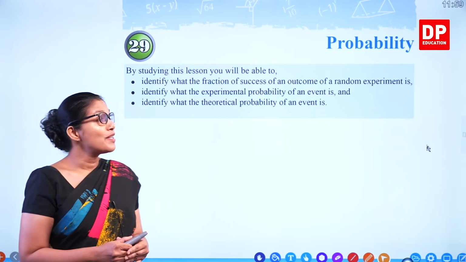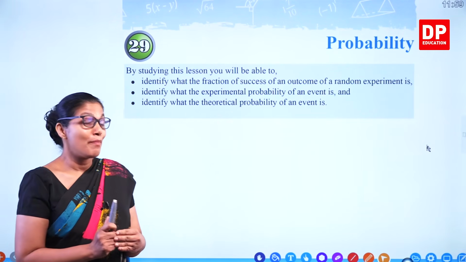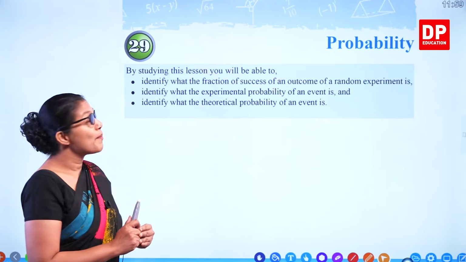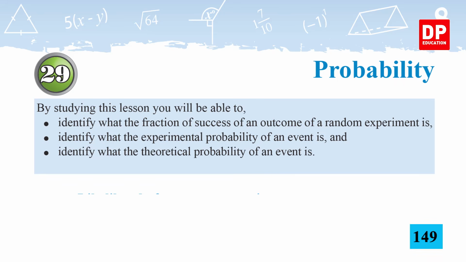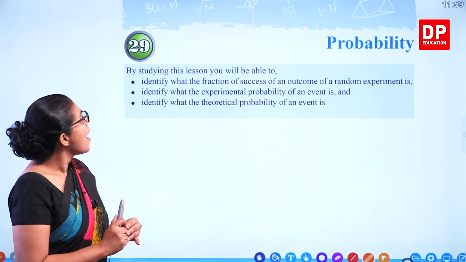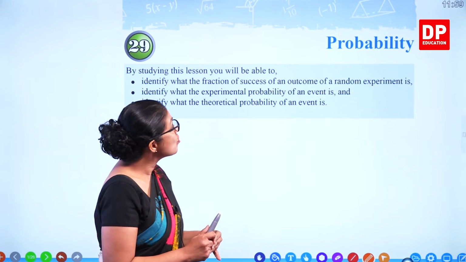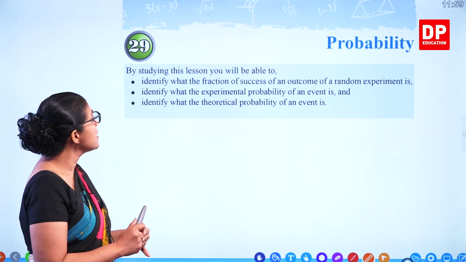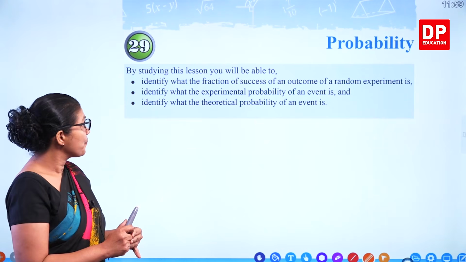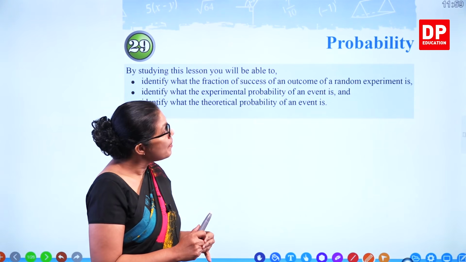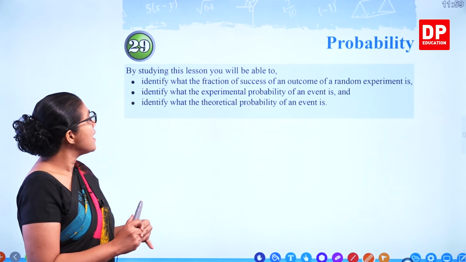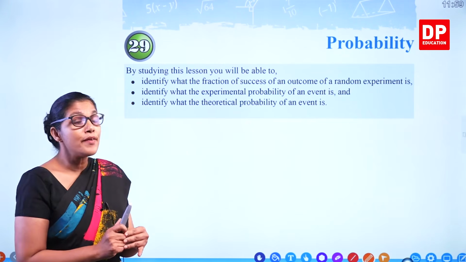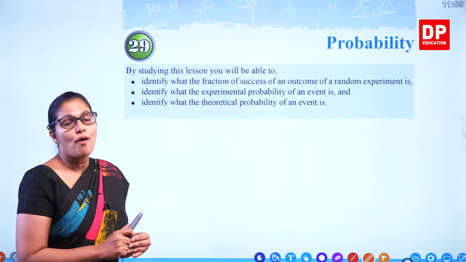Hello children, today I am here to teach you an important lesson, chapter 29, Probability. In this lesson, we are identifying the fraction of success of an outcome of a random experiment, identifying the experimental probability of an event, and identifying the theoretical probability of an event.